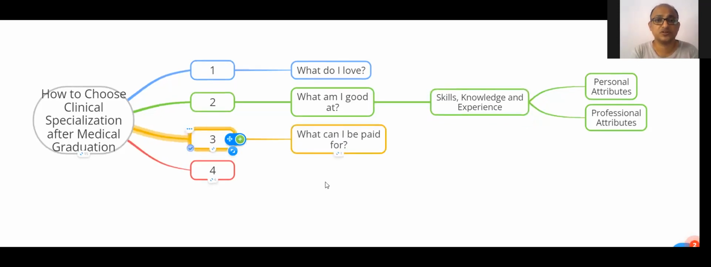The next question is, what can I be paid for? In today's world, you can get paid for any kind of skills, knowledge, services, or products. But you need to consider this factor along with the other factors I am going to discuss today and the questions that I already discussed with you. It is the combination of these factors that will give power to this aspect.